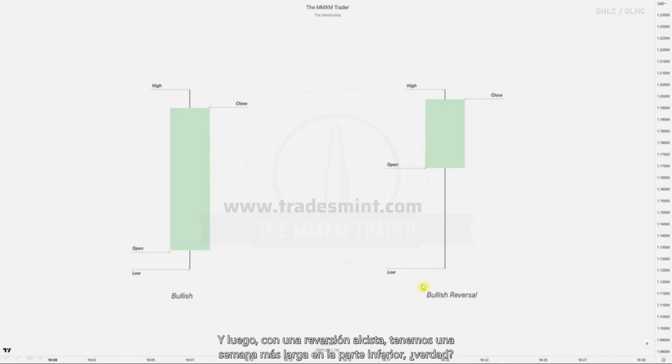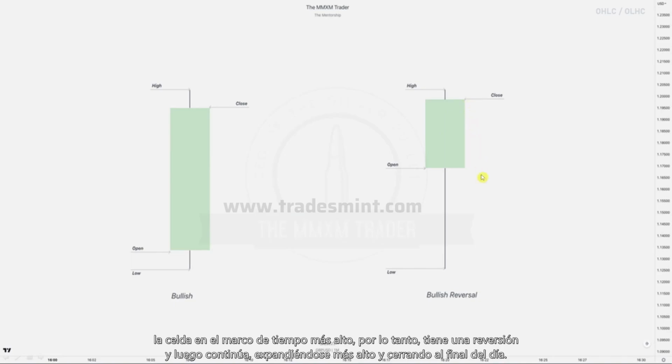And then with a bullish reversal, we have a longer wick on the bottom, right? So we have an open, and this longer wick on the bottom can be comprised of a sell side liquidity run on the higher time frame, thus having a reversal and then continuing expanding up higher and closing at the end of the day.